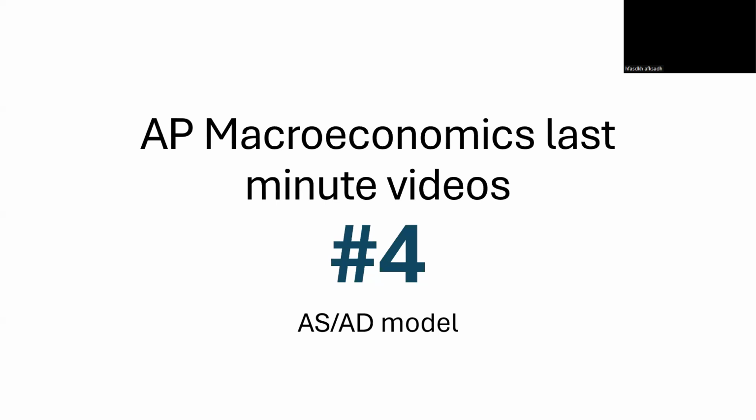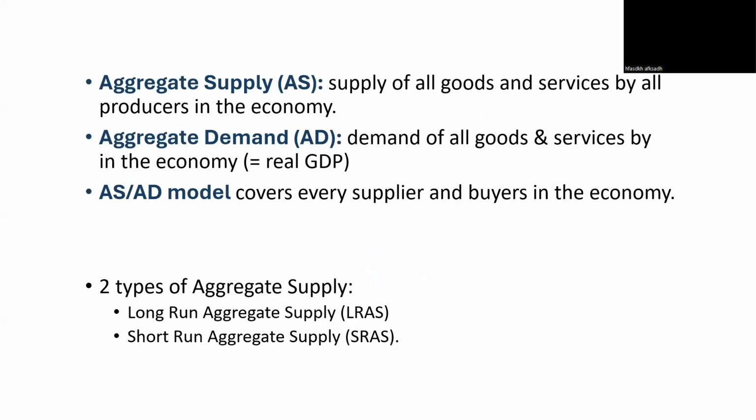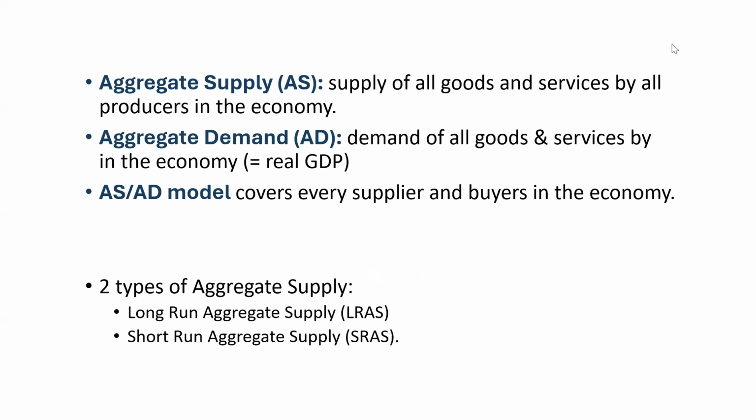Today, we will talk about the aggregate supply aggregate demand model. Aggregate supply, AS, is the supply of all goods and services by all producers in the economy, while aggregate demand, AD, is the demand of all goods and services by everyone, including all households, businesses, governments, and foreigners in the economy, which is also equal to the real GDP.